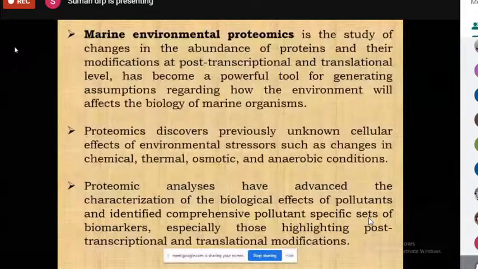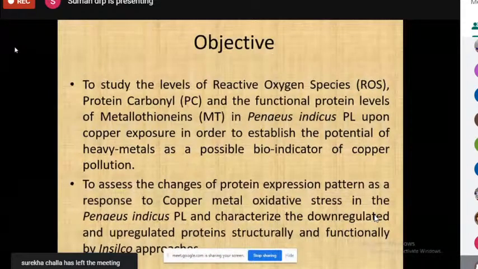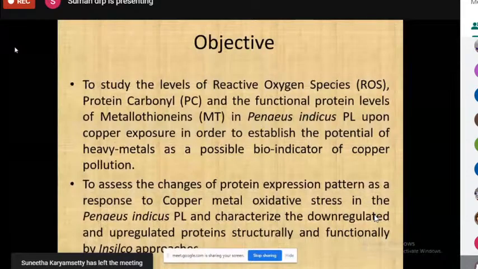Advanced the characterization of biological effects of pollutants and identified the comprehensive pollutant-specific sets, the metal tenant levels, and different hours of study, and also to assess the changes of protein expression patterns as a response to copper metal oxidative stress in the Penaeus indicus post larvae, and characterize the downregulated and upregulated proteins.